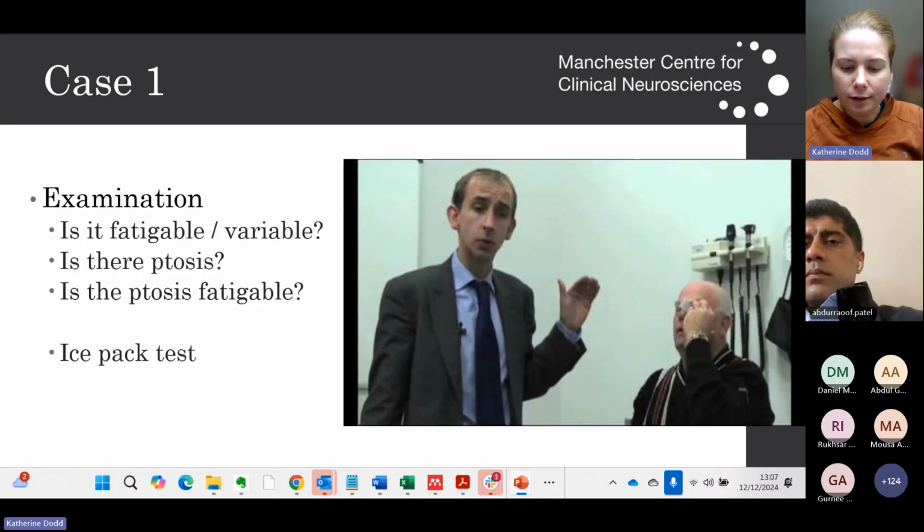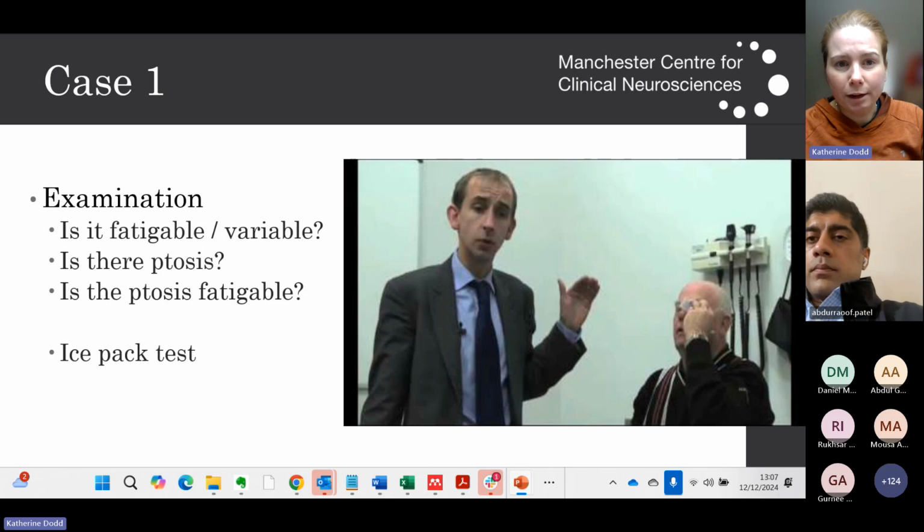So it's quite a nice, easy trick to do if you've got a sort of isolated ptosis that you think might be myasthenia, because generally myasthenia is bilateral, but it's often asymmetrical. So sometimes they do come with just one eyelid drooping.